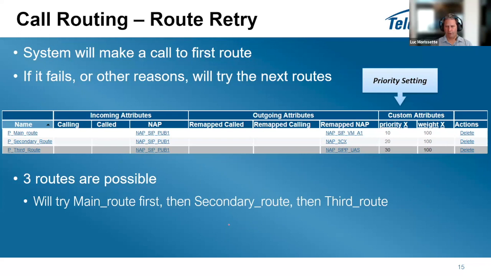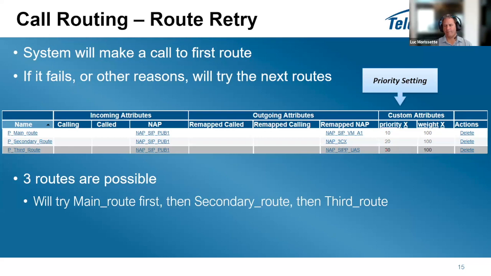The route retry function: the system will make a call to the first route that was selected. If it fails, or for any kind of reason, it may try the other routes. Okay? So by default, most of the time, it will try the next route. In this case, there are 3 routes possible: main, secondary, and third. So it will go through the priority settings. It will try this one first, then this one, then this one.